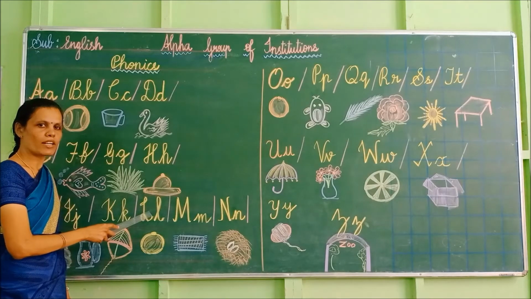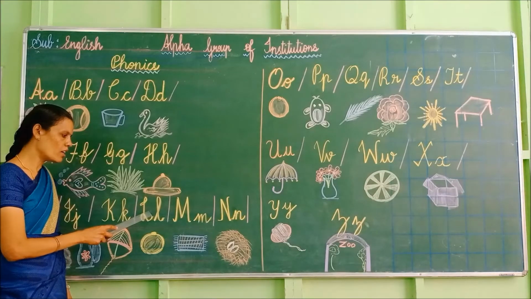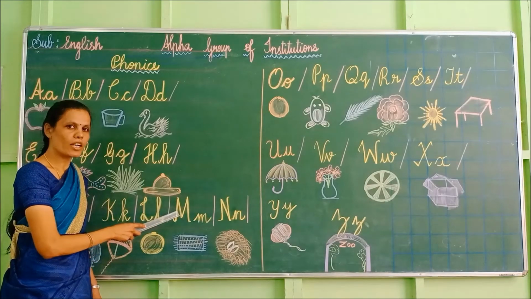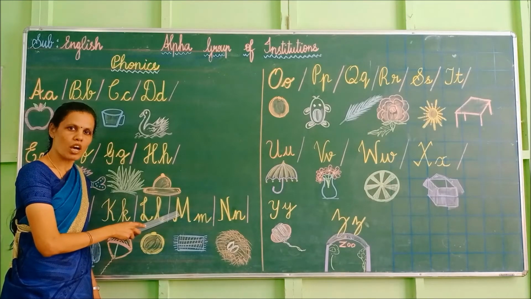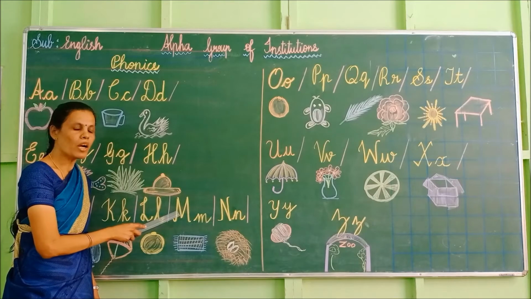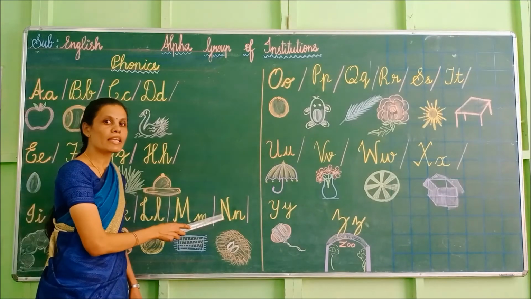L. What letter is this? L. L sounds L. L, lemon. M. What letter is this? M. M sounds M. M, mat. Next one.